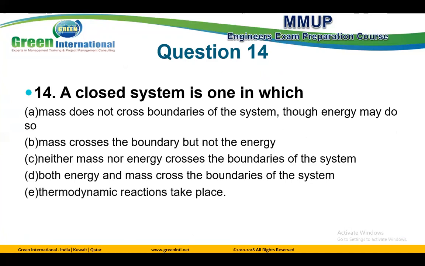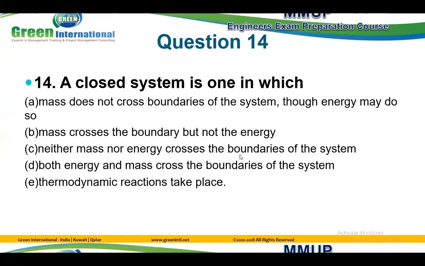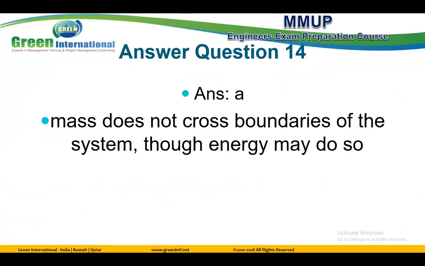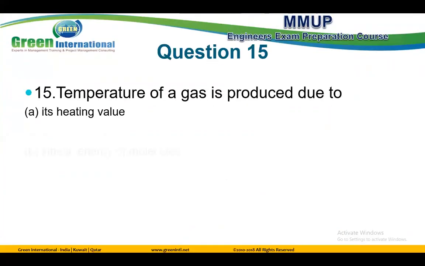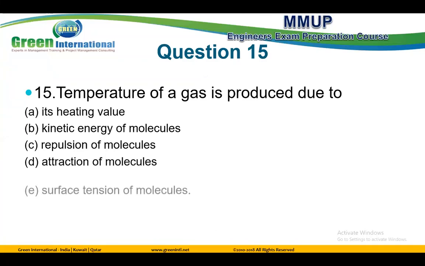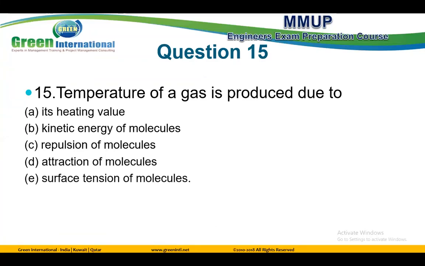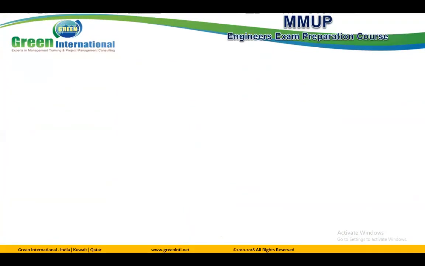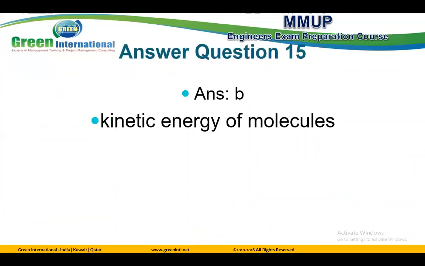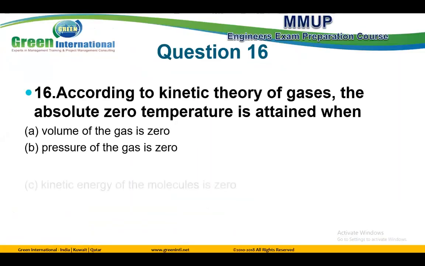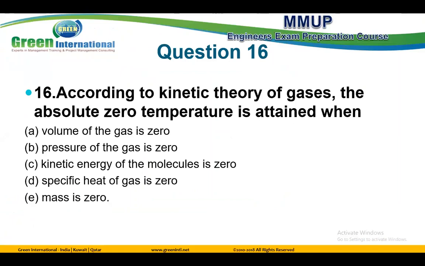A. Mass does not cross boundaries of the system, so energy may do so. Which one? A. No, A, sorry. B. Kinetic energy of molecules. Yeah, the keywords for the answer. C. Kinetic energy of molecules is 0.